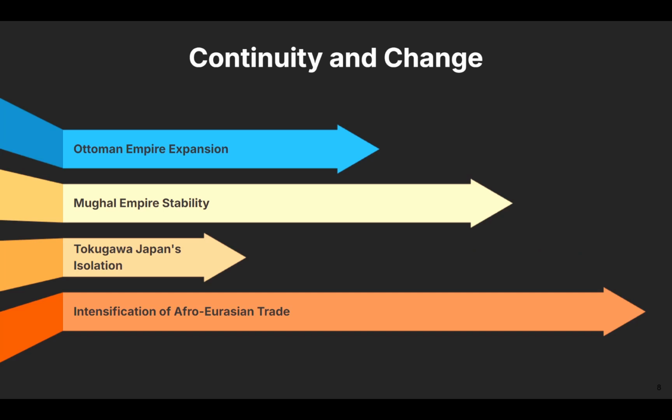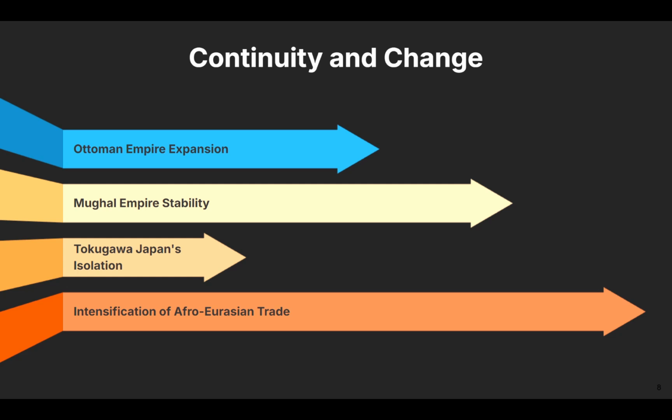Even as European power grew, older empires adapted. The Ottoman, Mughal, and Qing empires expanded through strong bureaucracy and land control. The Tokugawa shogunate in Japan stabilized rule through isolation and social hierarchy. Across Afro-Eurasia, peasant and artisan labor intensified as global demand increased.